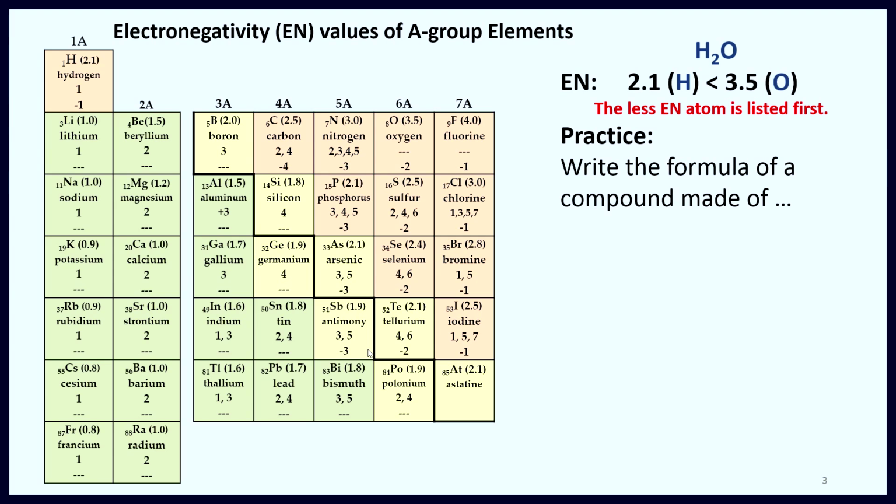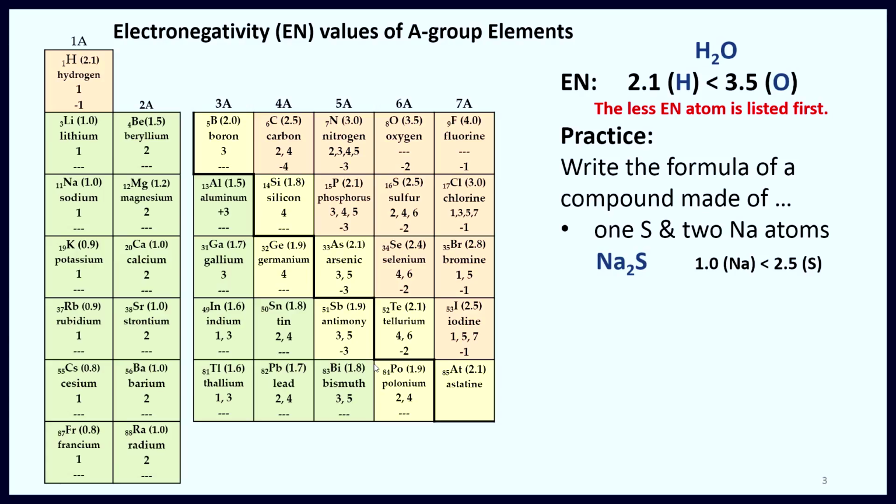So let's do some practice. How about you write the formula of a compound made of 1 sulfur and 2 sodium atoms. Well, you'll need to get the electronegativities of each atom. Sulfur is 2.5 and sodium is 1.0. Since sodium is less electronegative, it would be listed first, and there are 2 of them, so we'd write Na2S.